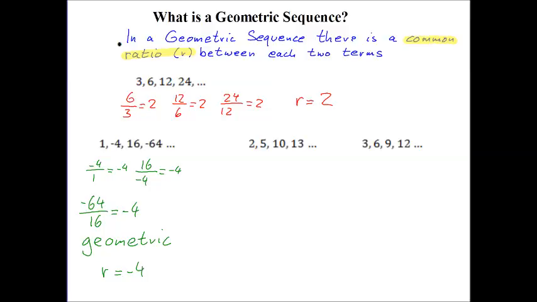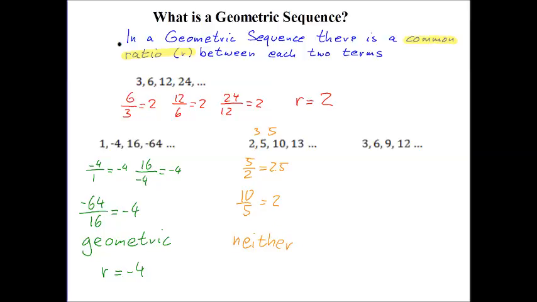Excellent. Now let's try our next one. First, let's see if we have any common difference. 2 and 5, that's 3. 5 and 10, that is 5. And we don't even have to keep going because we already see that the difference is changing. Now let's see if we have a common ratio here. 5 divided by 2, that's 2.5. 10 divided by 5 is 2. Also, the ratio changes for each pair of elements, so this one is neither.